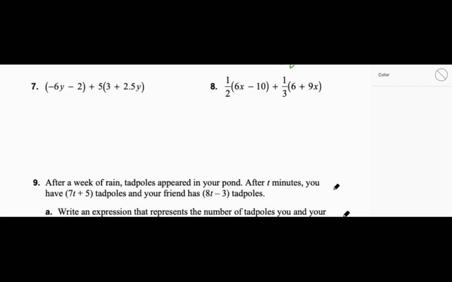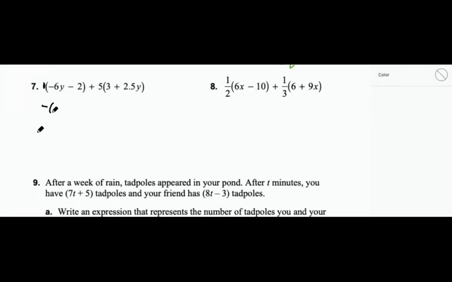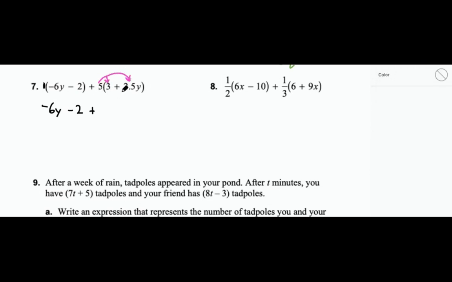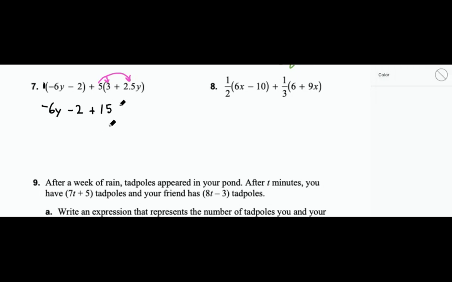So two more problems, one with decimals and one with fractions. The fraction seems like it's going to be crazy hard, but it's not super hard. Let's look at this first one. It doesn't have a number in front, so I'm just going to bring that down, negative 6y minus 2 plus, but then I'm going to distribute that 5. So 5 times 3 is 15, plus 5 times 2.5. 5 times 25 is 125, so it's going to be 12.5y.